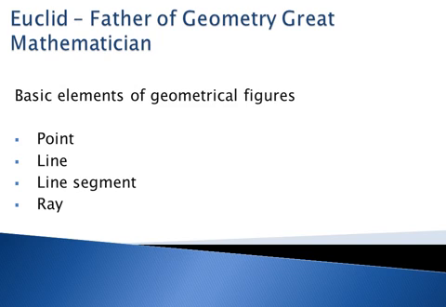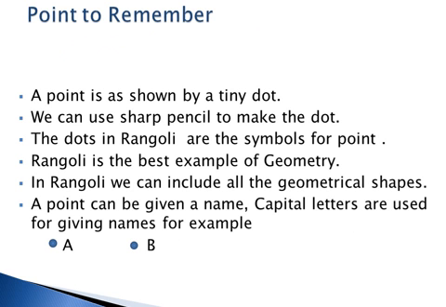Here are the basic elements of geometrical figures. First point, second line, third line segment and fourth ray. A point is shown by a tiny dot. We can use a sharp pencil to make the dot. The dots in Rangoli are the symbols for points. Rangoli is the best example of geometry. In Rangoli, we can include all the geometrical shapes.